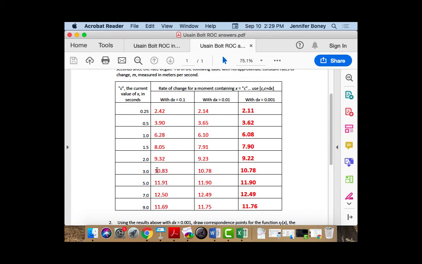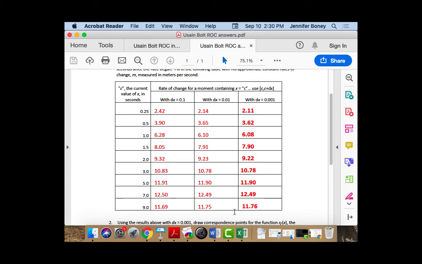Whether I look at 3 to 3.01 or 3 to 3.001, I get about the same average rate of change, the same speed for him, 10.78 to 2 decimal places. So his speed wasn't really picking up between 1,000th of a second and 100th of a second. Past that, time 3 is about the same, at least to 2 decimal places. And same with 5 seconds and 7 seconds and almost with 9 seconds.